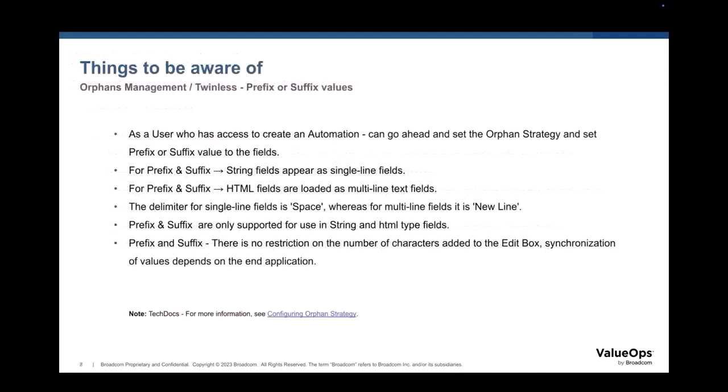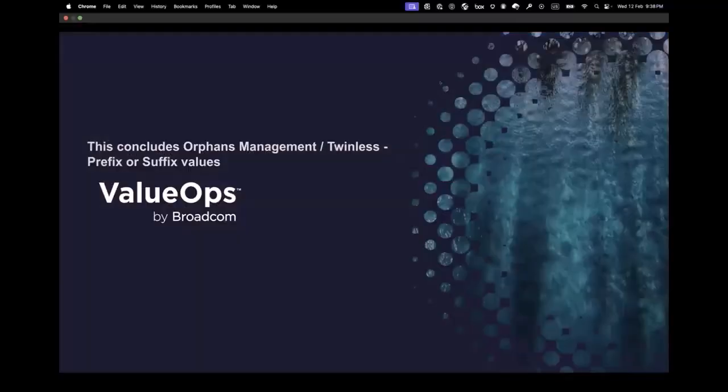Moving on, things to be aware of. As I said, prefixing and suffixing can only be done for a string and an HTML string. It'll appear as a single line field. If it's a string, it'll have a space in between. If it is an HTML, you can have multiple lines. It adds a line above or below based on whether it is prefixed or suffixed. Let me go to the quick demo.